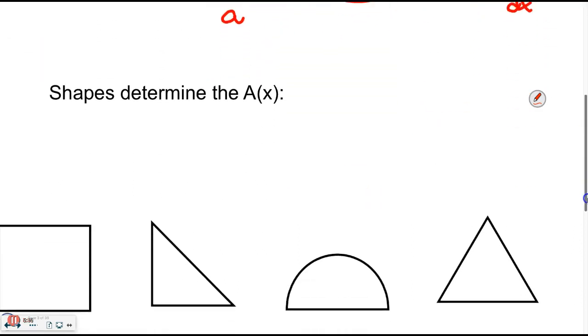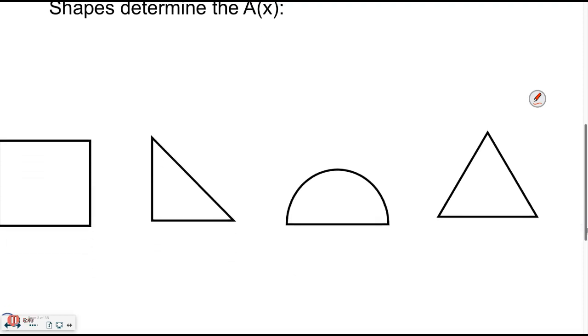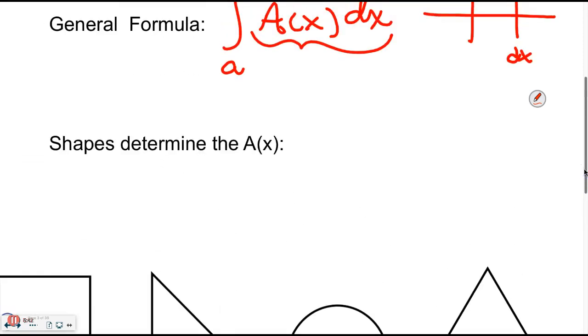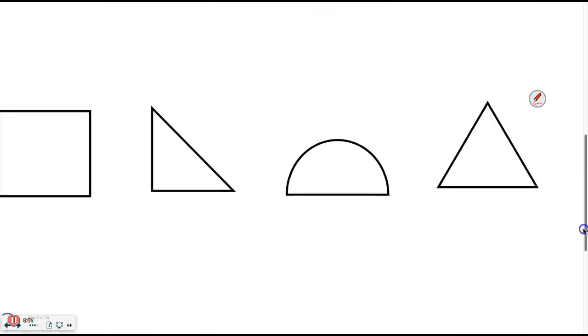Shapes determine the area. So almost always there are shapes. Sometimes they'll just give you a formula and they'll say the area of the face is sine squared, well, not sine squared dx, sine squared x. Well, then you would just say, well, here's the area of the face. Area is 2 dimensions. Here's the 3rd dimension. So that's best case scenario where they just tell you this is the A of x.